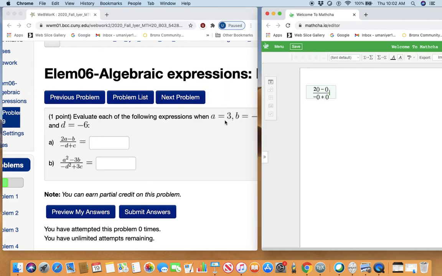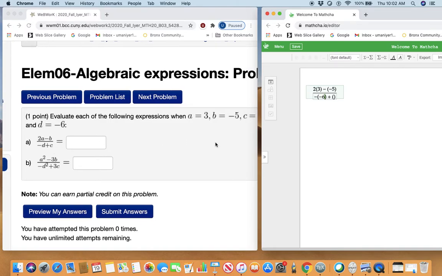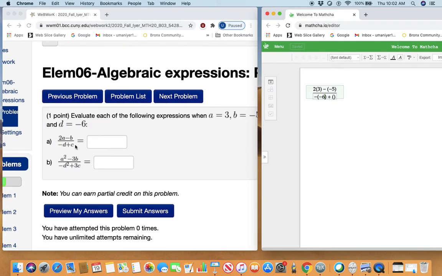So, A is 3, B is -5, D is -6, and C is 4. C is this one. C is 4. Okay? So make sure you use parentheses because that's the only way to make sure we don't make any mistakes. So this is a fraction.